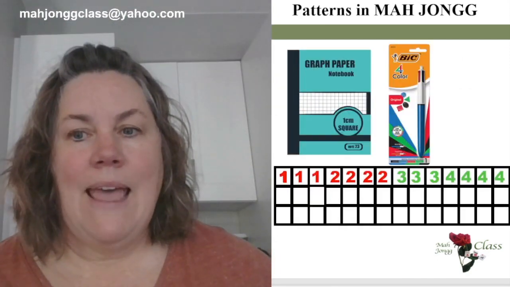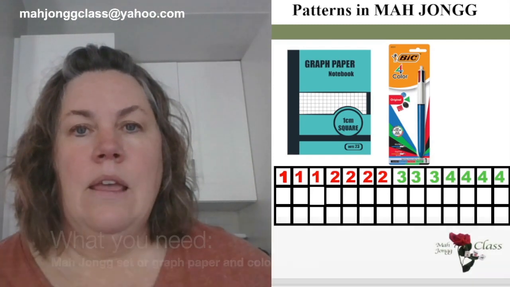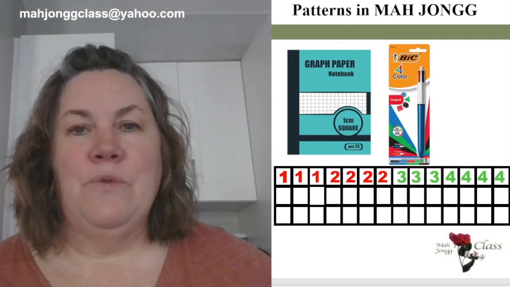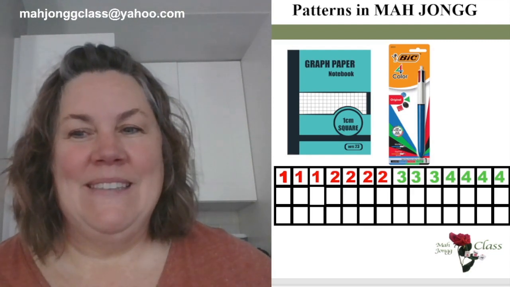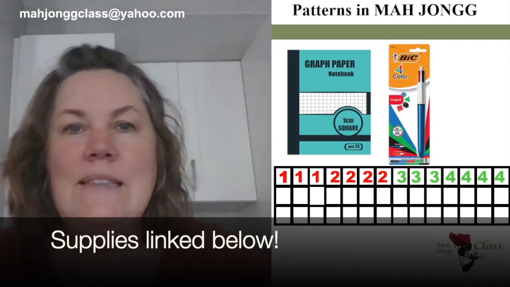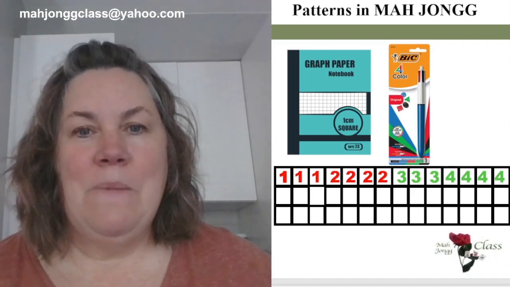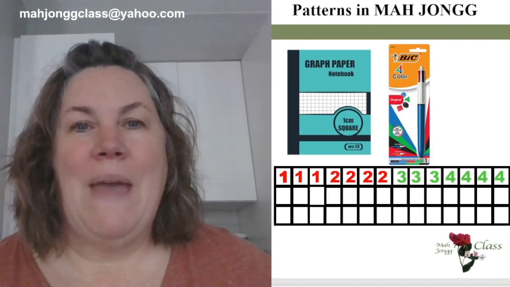If you don't have a set, grab some graph paper and a 4-colored pen. They sell the specific one that has 4 colors in it, which is fun to use, and handwrite them old school on graph paper. See the description below for the link to supplies if you wish to buy some graph paper and a 4-colored pen.